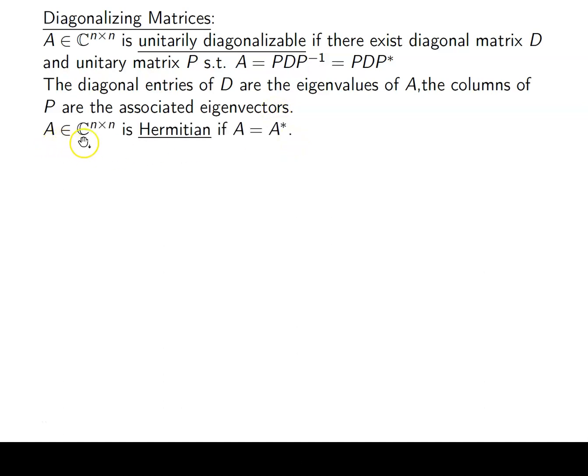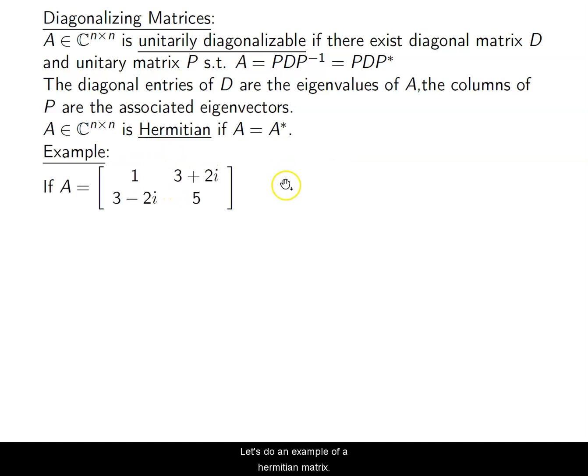So a square complex matrix is called Hermitian if A is equal to A star. This is the second important matrix we're going to work with. The first is unitary matrices. Those are important for us. Hermitian matrices are super important for us as well. Okay, so let's do an example of a Hermitian matrix.